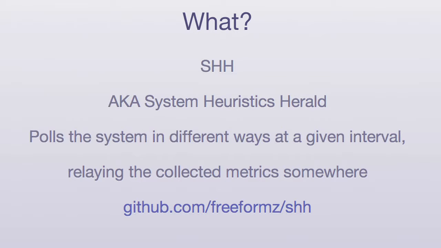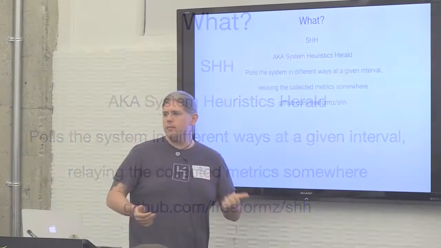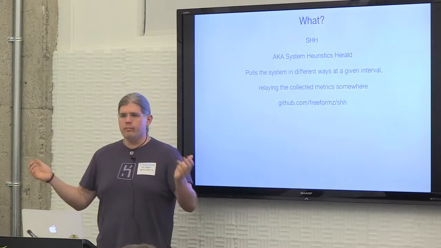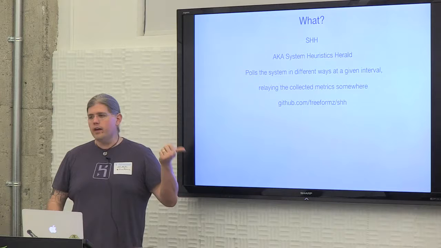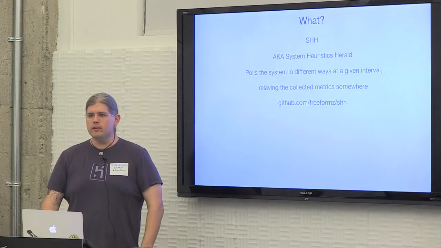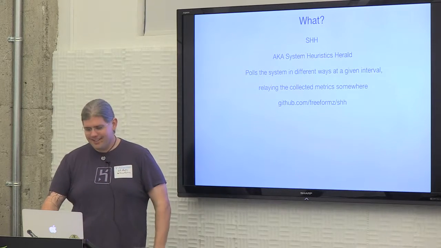What is SHH? This is System Heuristics Herald. It does pretty much what all these types of things do, like Collectd and all those guys. It pulls system metrics and sends them somewhere. It's hosted on GitHub, just because, where the hell else would you do it these days? Oh wait, Atlassian. Sorry. Yes, it is a backronym. We had to come up with it because people kept on going, what does it mean? And the previous discussion about shh was just way too complex for most people.